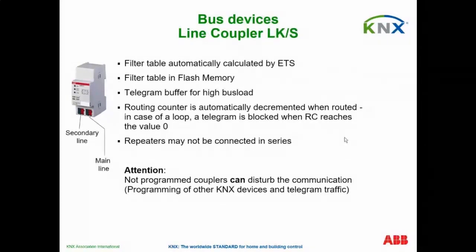I've mentioned filter tables. Generally, filter tables are produced by ETS while we're programming the system. If I connect a switch in one line to a relay in another line, ETS will automatically add that telegram into the filter table, meaning that when I send the telegram from my switch, it will get through the line coupler and will get to where it needs to.